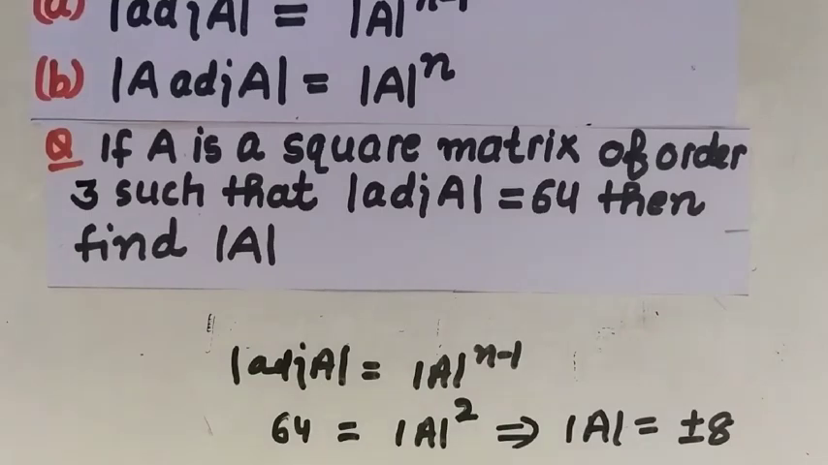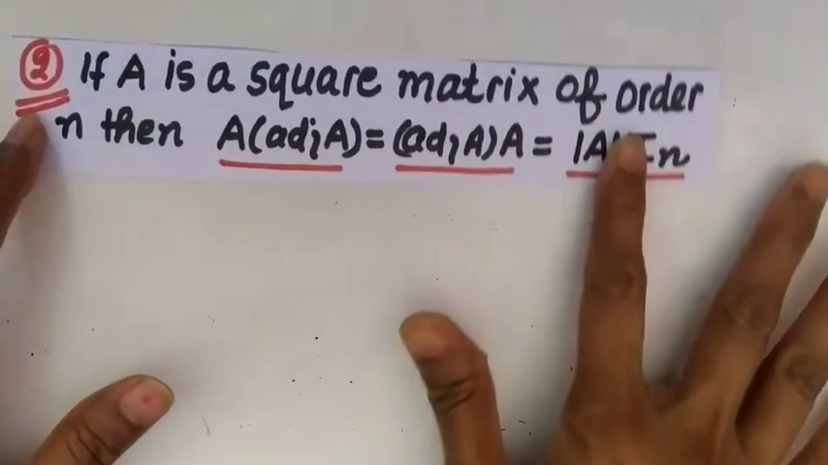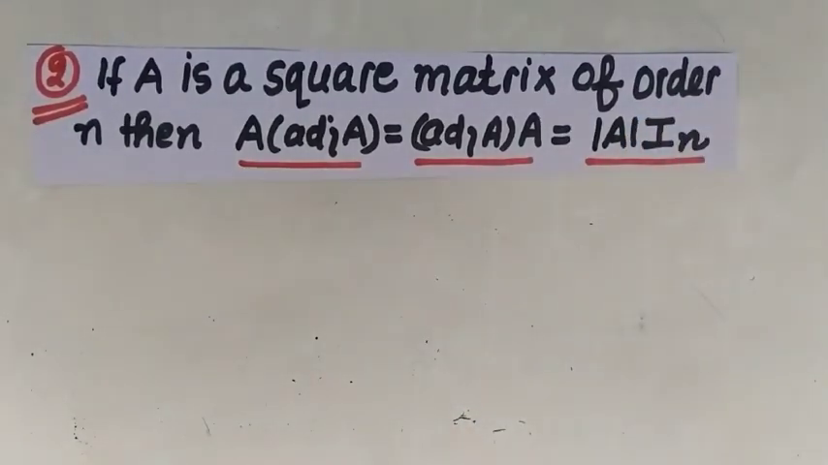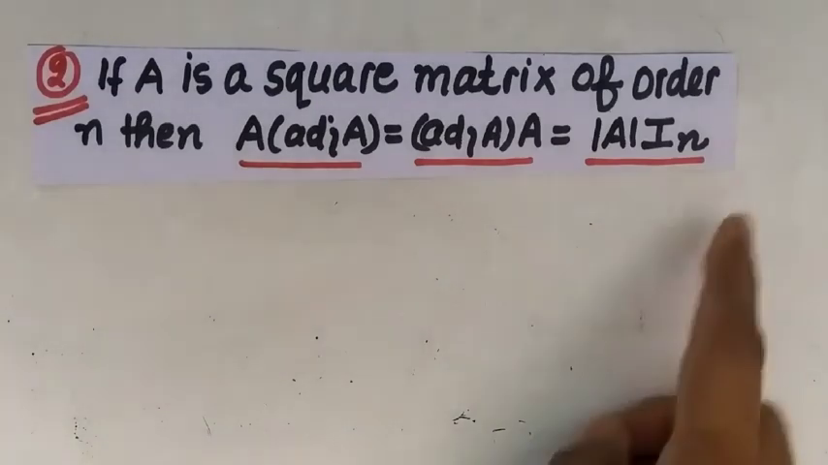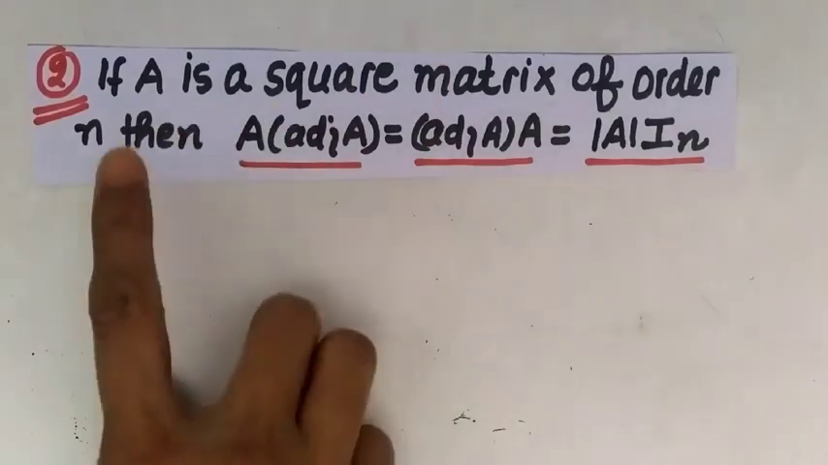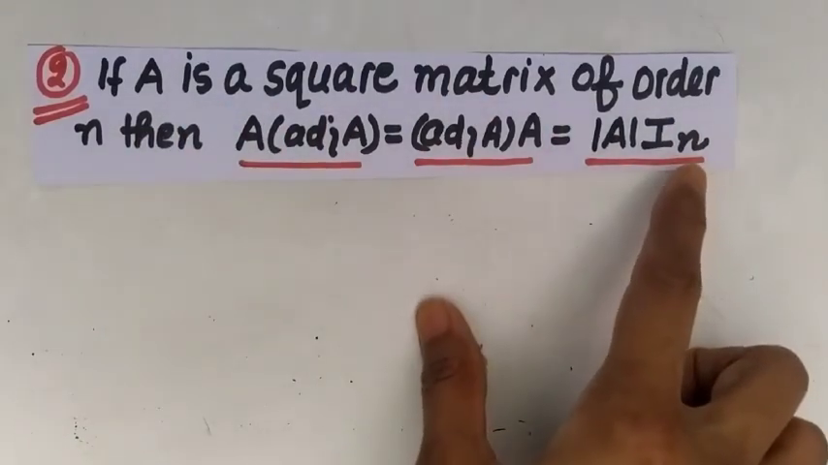So students, these were some questions based on first property. Let us move to next property. Our next property is, if A is a square matrix of order n, then A into adjoint of A is equal to adjoint of A into A is equal to determinant of A into In. Here n is order of square matrix A. If order of square matrix is 2, then it will be I2, that is identity matrix of order 2. If n is 3, then here we will write I3, that is identity matrix of order 3.